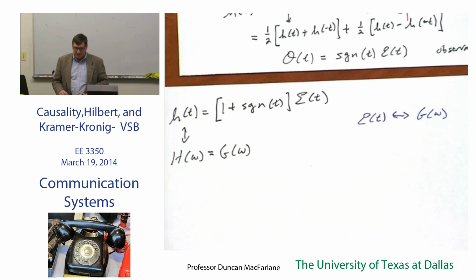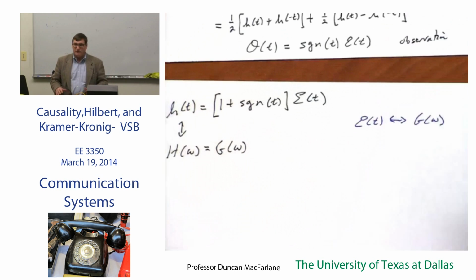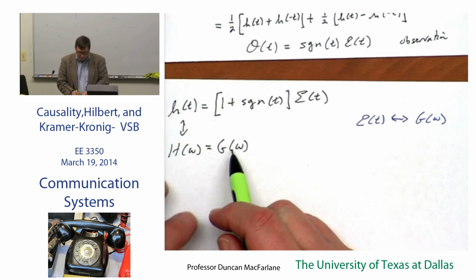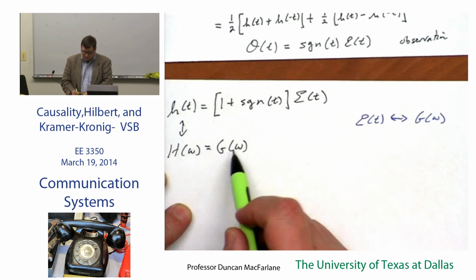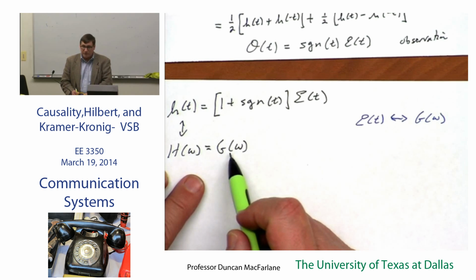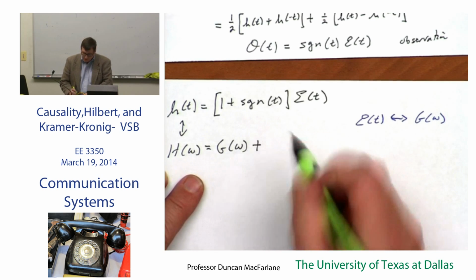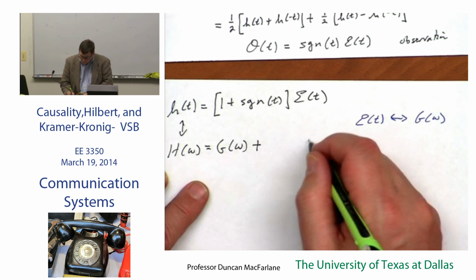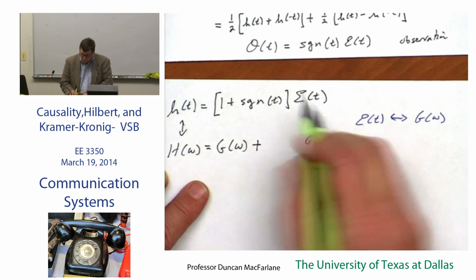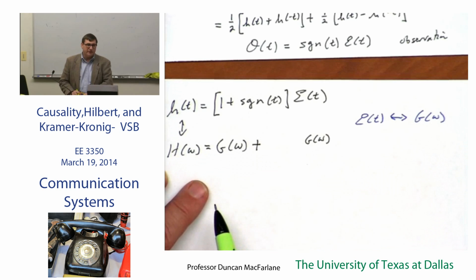e of t can be anything because h of t can be anything, right? So I don't know yet what e of t is, but e of t is specific to whatever problem I have at hand. But I do know that it will have a Fourier transform. So H of omega is equal to 1 times e of t transformed, that's G of omega, plus, now G of omega still hangs around, because that Fourier transforms to there.